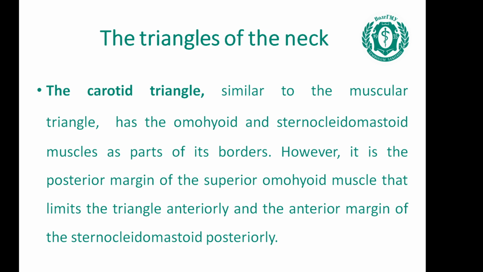The carotid triangle, similar to the muscular triangle, has the omohyoid and sternocleidomastoid muscles as parts of its borders. However, it is the posterior margin of the superior omohyoid muscle that limits the triangle anteriorly, and the anterior margin of the sternocleidomastoid posteriorly.